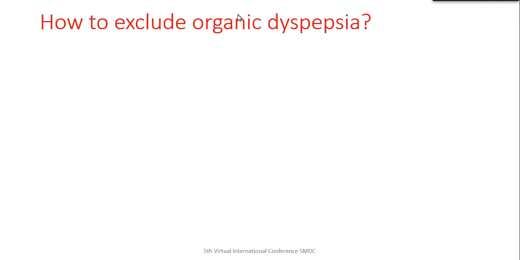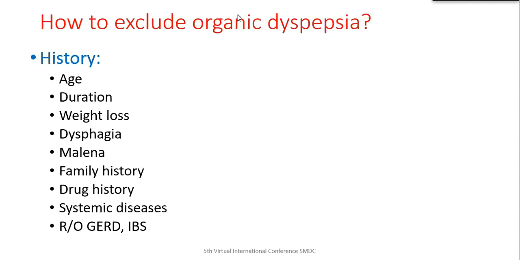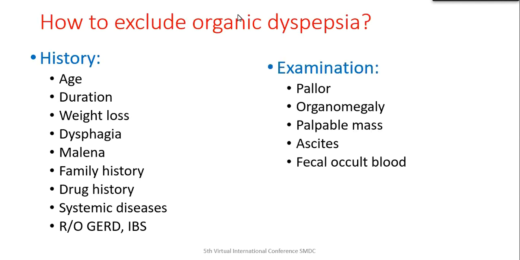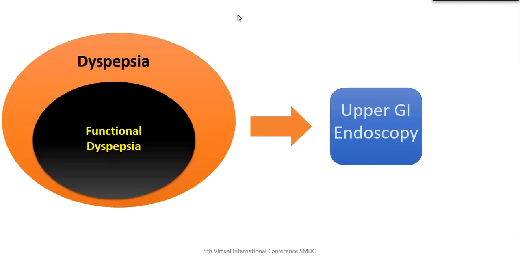So how to exclude that? Obviously, history: age, weight loss, dysphagia, melena, we know these. On examination, if you get palpable hepatomegaly or mass or ascites, that should divert you away from dyspepsia. But we know many of these organic diseases may not have any symptom or anything suggestive on history to straight away jump to the diagnosis.